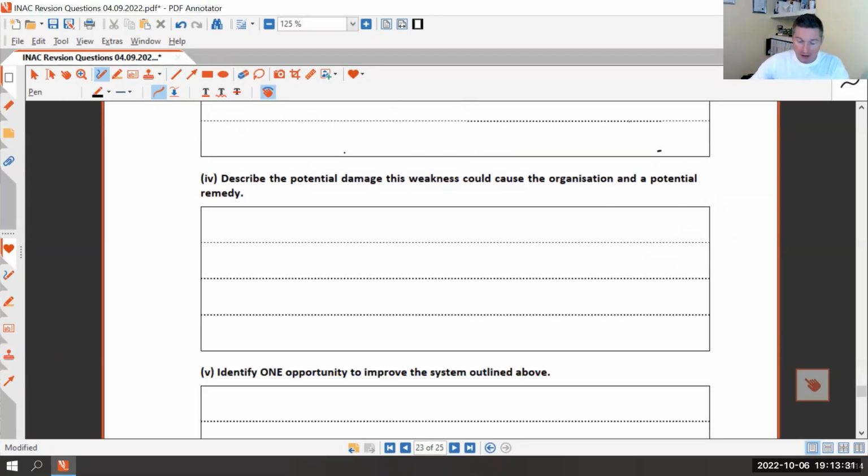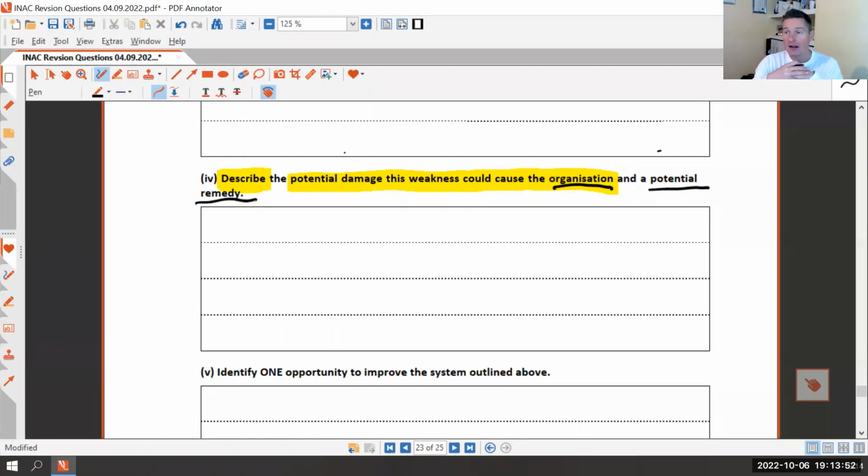So now we've been asked to describe. So again, we want a bigger answer. The potential damage this weakness could cause the organization. So it is the organization. And then a potential remedy.